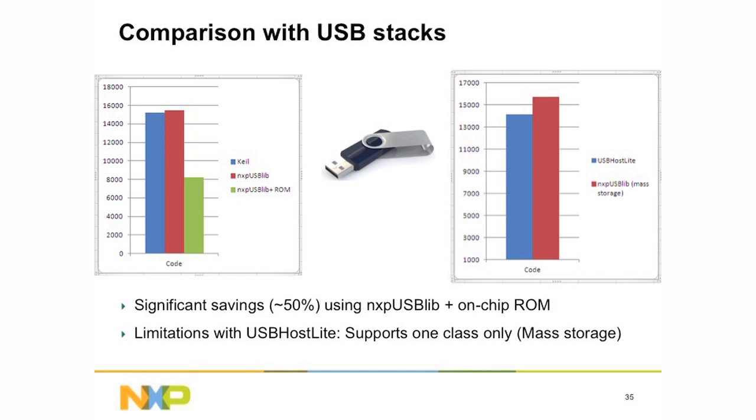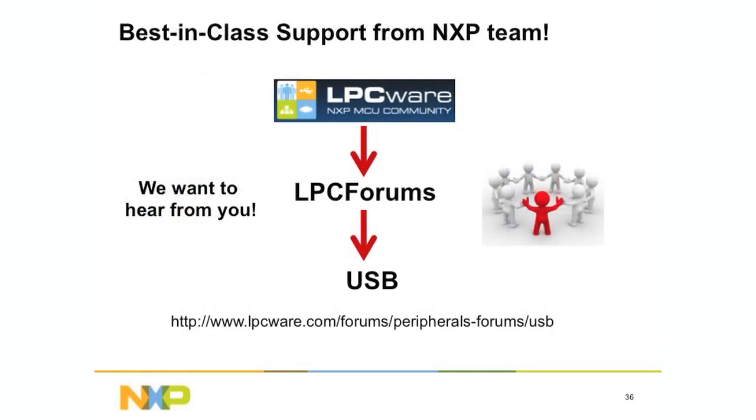Now, we also made a comparison with USB Host Lite. We have a package called USB Host Lite, which was developed several years ago. It's a host that only supports mass storage. So it's very limited, but it gets you started. We compared it with that, and as you can see, NXP USBlib is a little bit bigger, but it's got a lot more functionality. It doesn't have the same limitations as far as just supporting mass storage. So I think it compares very well with that.